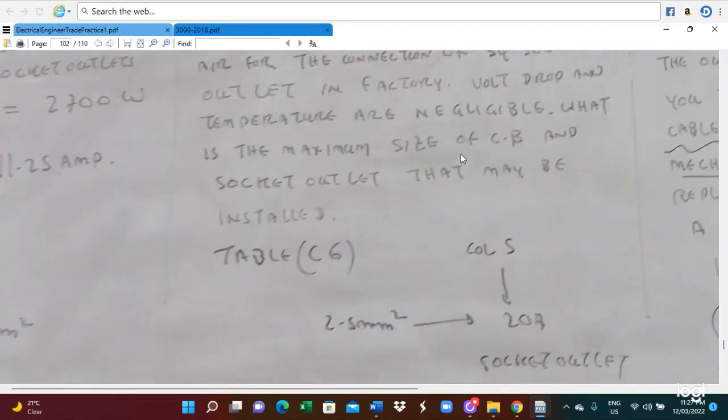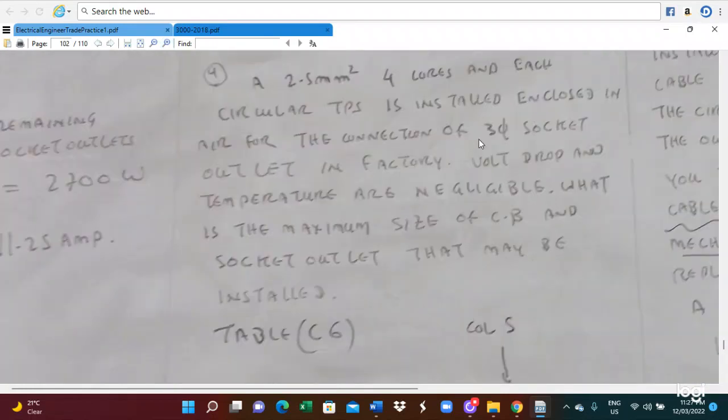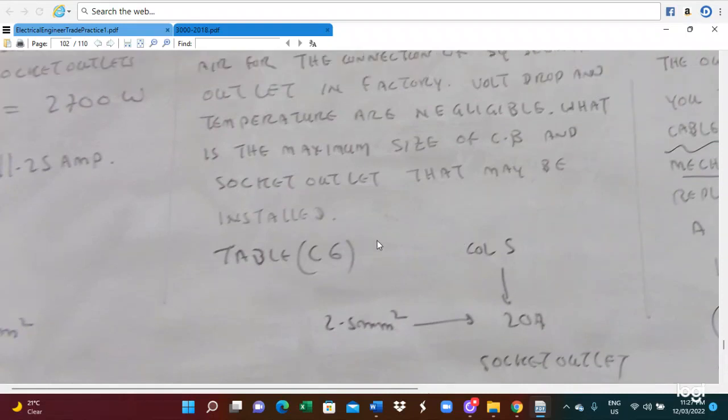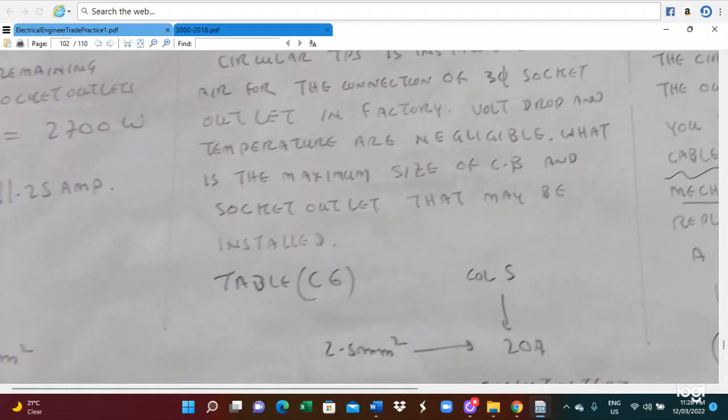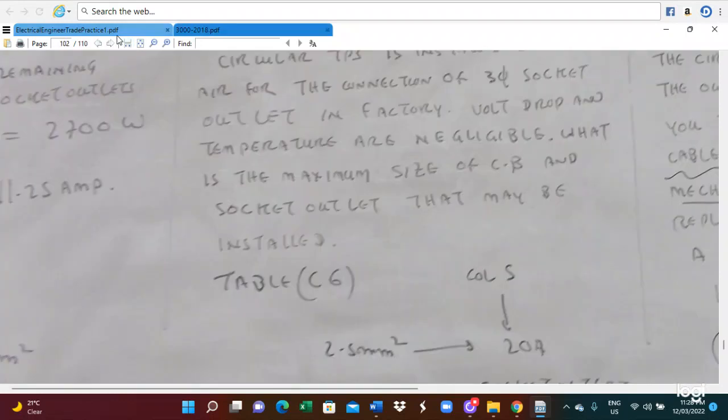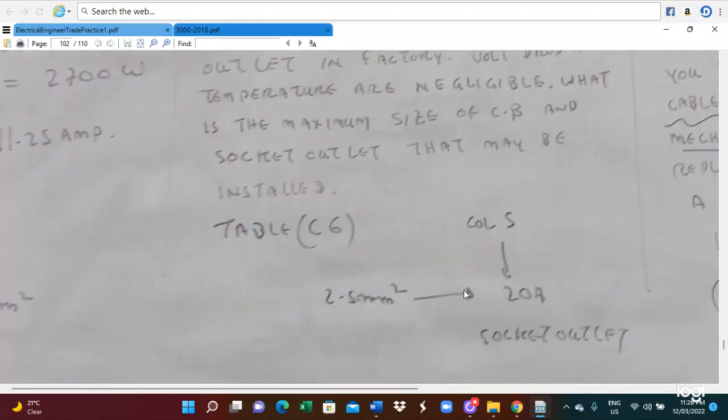The next one is 2.5 millimeter square, 4 core circular TPS installed and enclosed in air for the connection of a 3-phase socket outlet. In this case, we have to determine, with the temperature negligible, what is the maximum size of circuit breaker. So we have to find Table C6. Table C6 gives 20 amps. So 20 amps here, and from this we get the cross-section area of the wire we calculated. That will be the 2.5 millimeter square. So the 20 amp, this is the way we calculated.